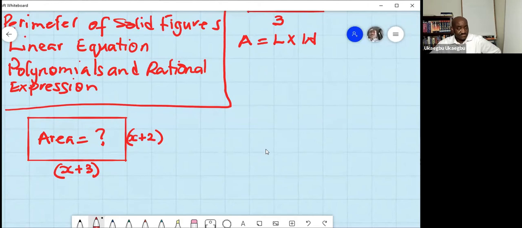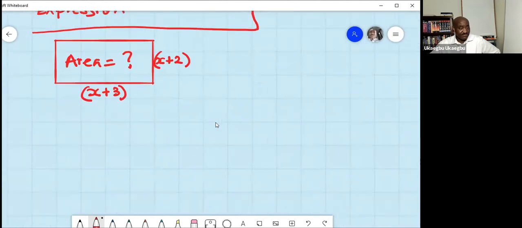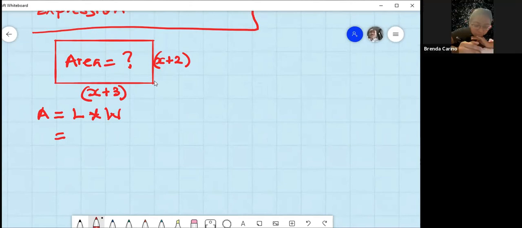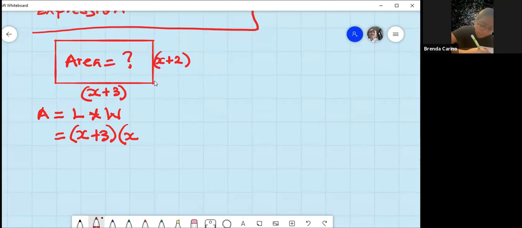Okay. So now, are you getting the gist of what I'm trying to achieve? So we have another object, and the area formula is the same thing. True or false? This is multiplication, length times width. And so in this case, what is the length? What is the length? X plus 3. Exactly. And what's the width? X plus 2.